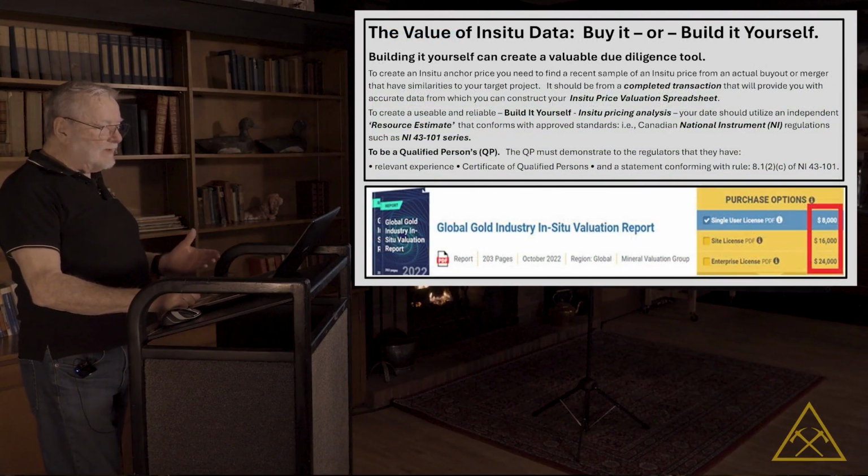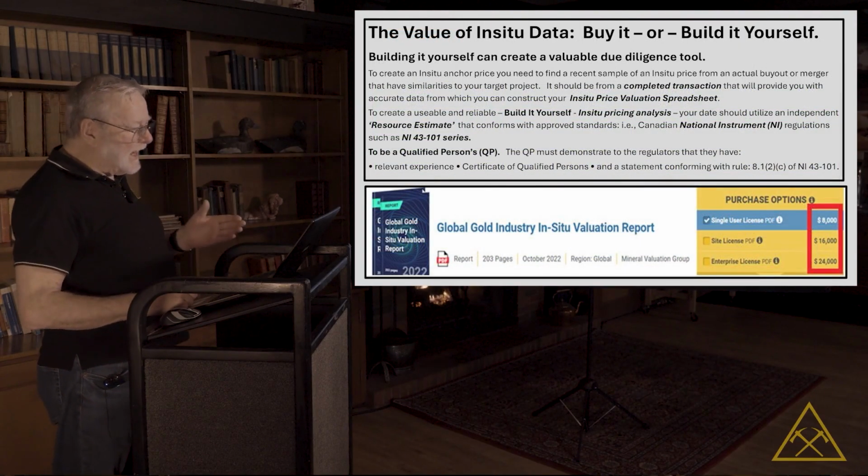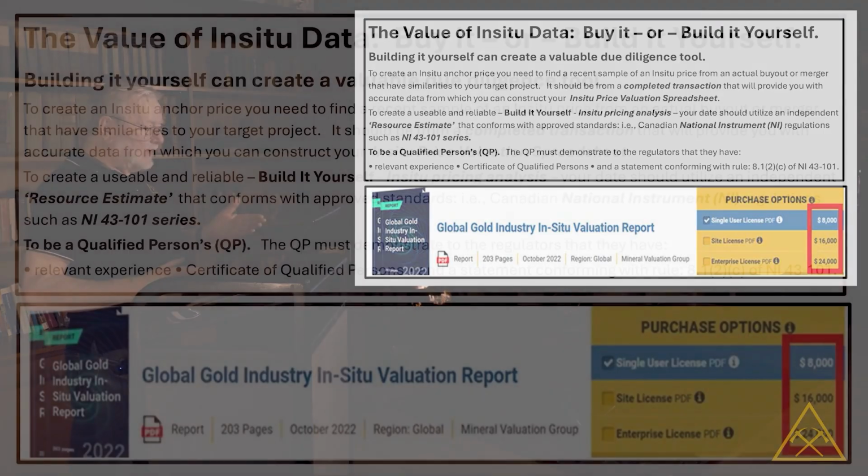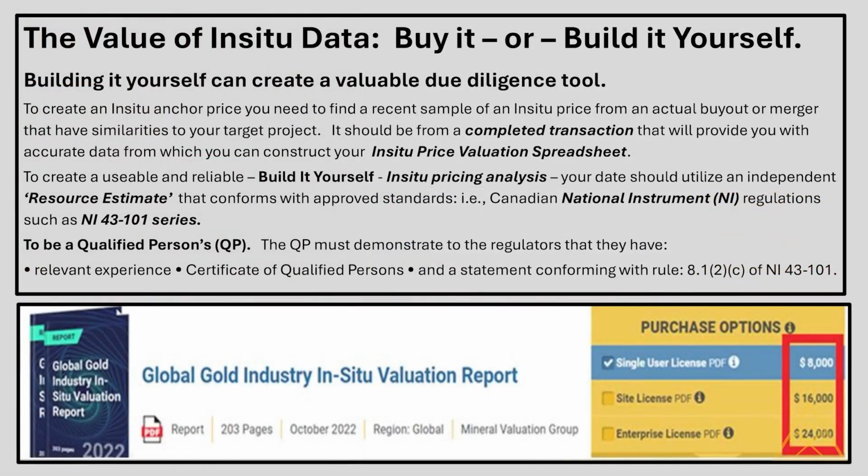The value of in situ data. Buy it or build it yourself. Building it yourself can create a valuable due diligence tool. Now, I'm not talking about building the mine here, I'm talking about building that spreadsheet.